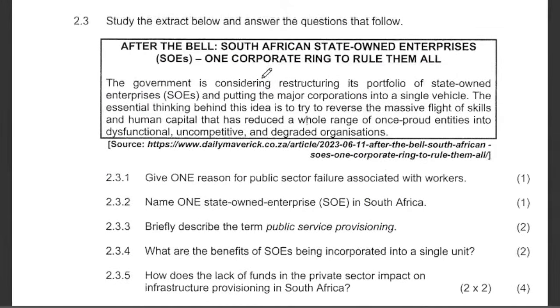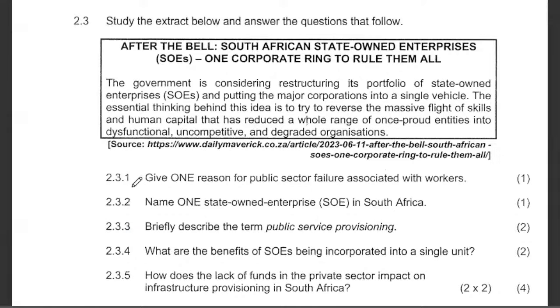2.3 reads as follows. Study the extract below and answer the questions that follow. The government is considering restructuring its portfolio of state-owned enterprises and putting the major corporations into a single vehicle. The essential thinking behind this idea is to try to reverse the massive flight of skills and human capital that has reduced a whole range of once proud entities into dysfunctional, uncompetitive and degraded organizations.